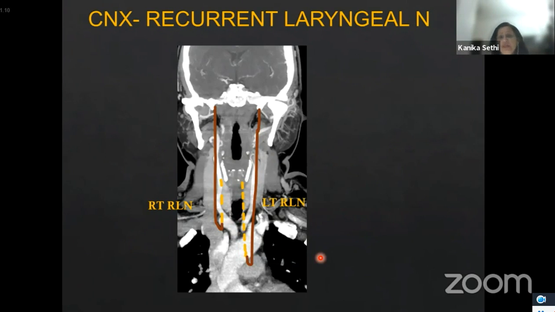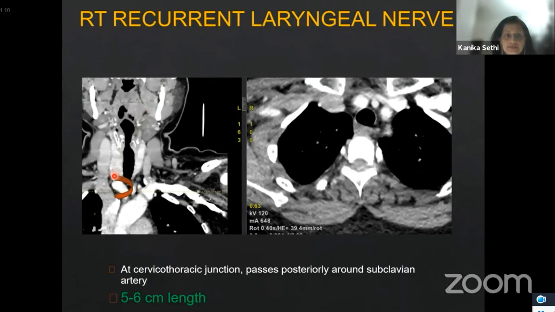So when you are imaging a patient with vagal nerve palsy, you have to go right up to below the arch of the aorta. That means you have to include the upper mediastinum to look for the cause of vagal nerve palsy or vocal cord palsy. So that's the right side at the cervicothoracic junction.